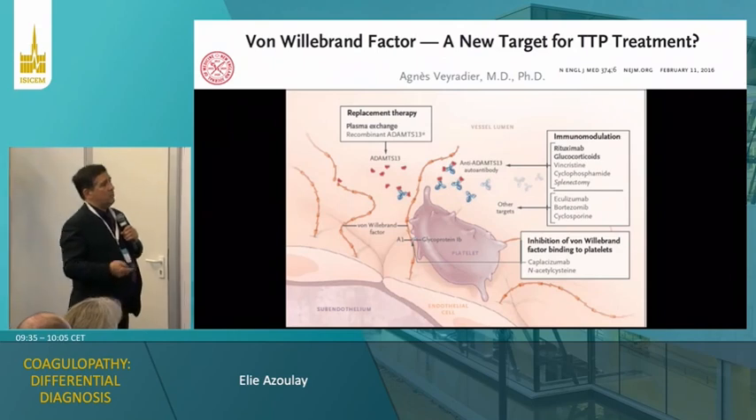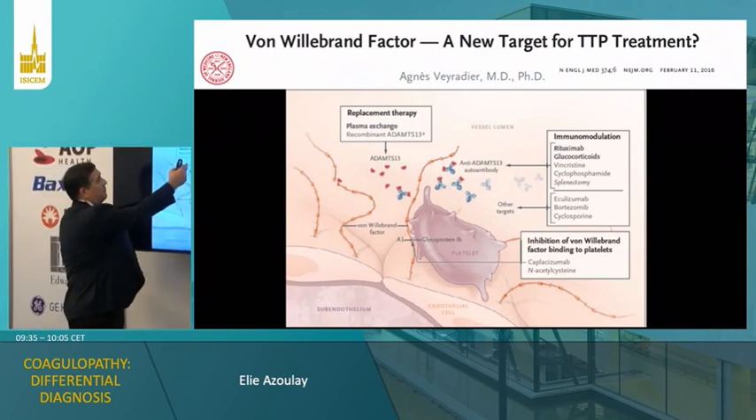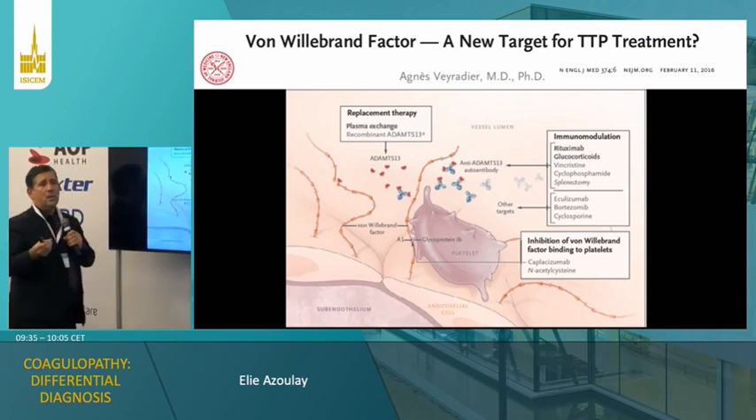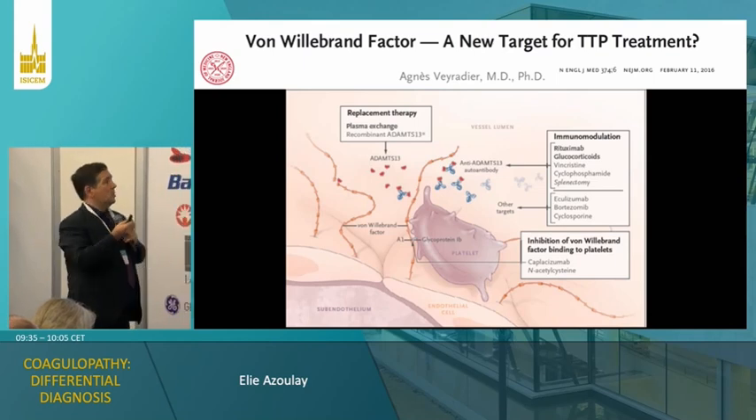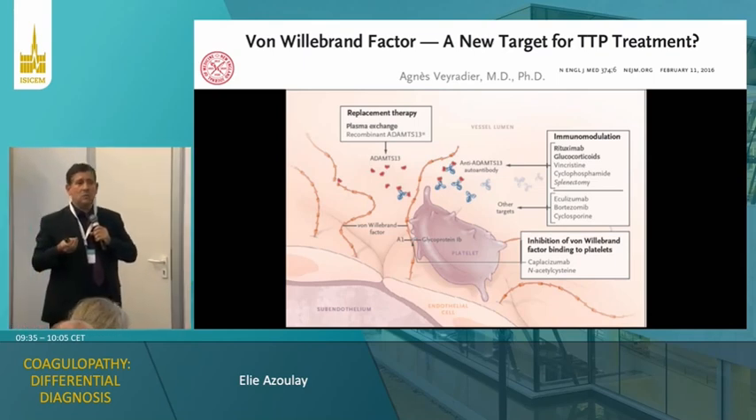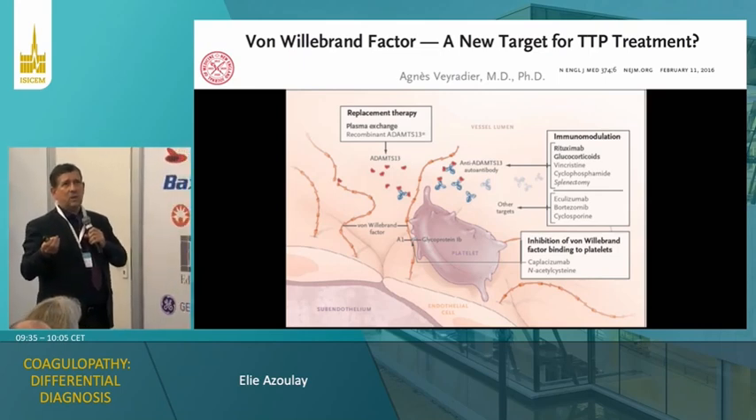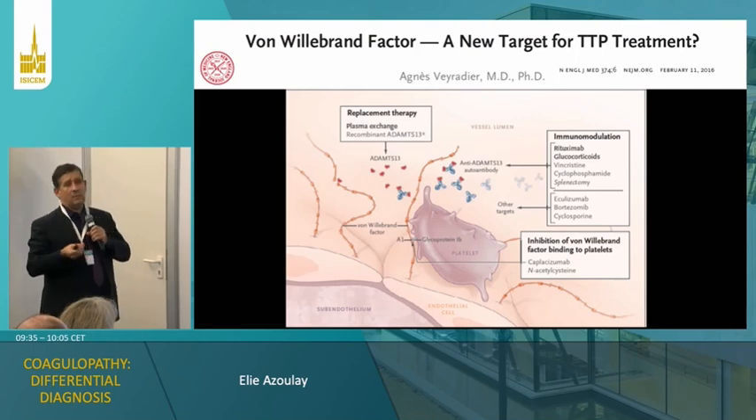So these are the therapeutic targets in TTP. At the same time, you need to provide functional ADAMTS13. Today, we can only provide it using plasma. Tomorrow, there is the development of recombinant ADAMTS13 that is already used. There was a case in the New England Journal something like 2 months ago, and you can provide recombinant ADAMTS13.